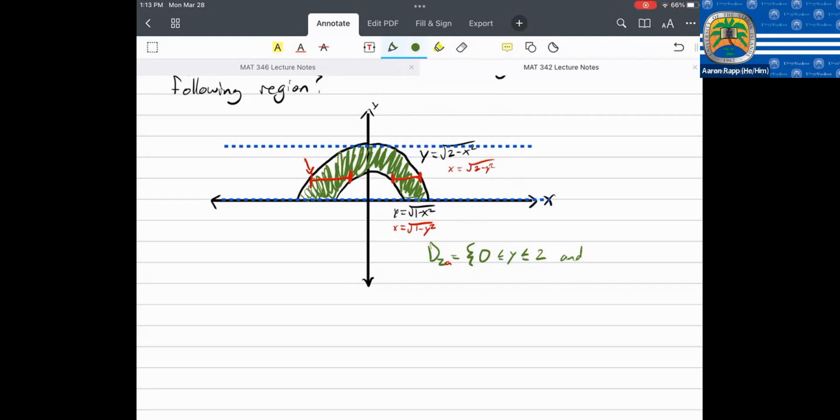And so it was what? Square root of 2 minus y squared. Square root of 1 minus y squared. Second region, still between 0 and 2. But now they flip. But notice this region here.